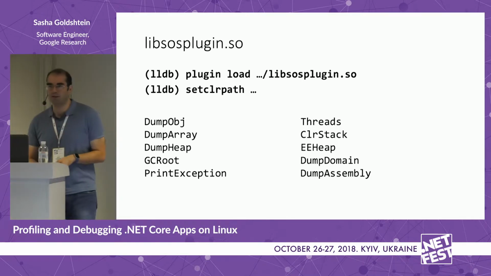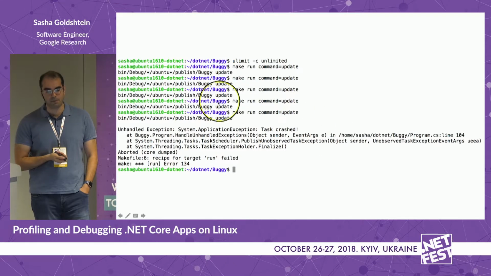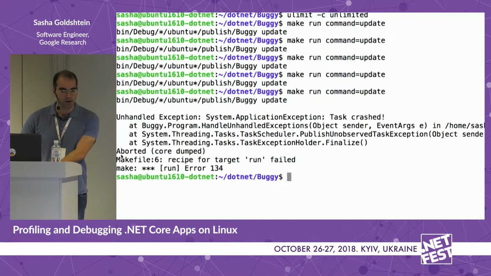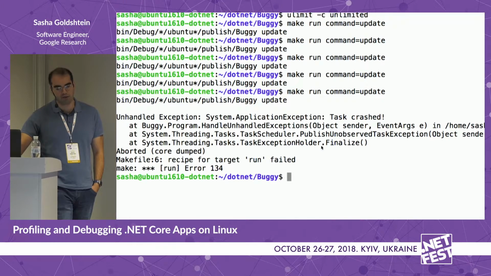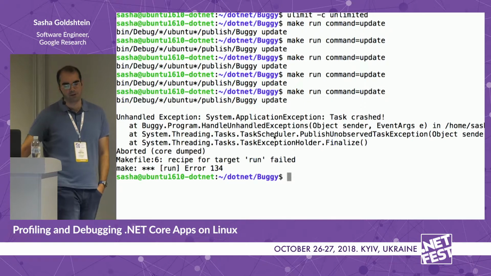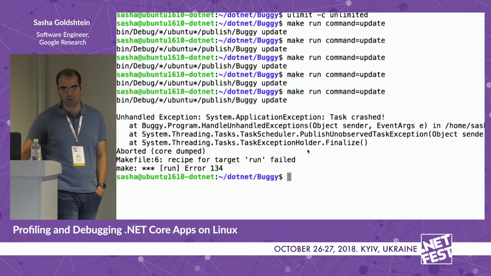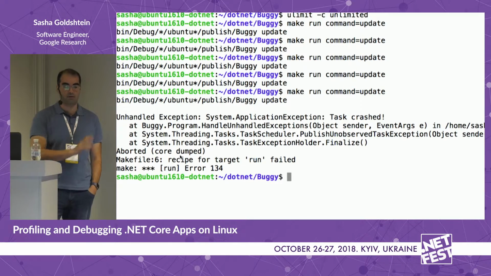So let's quickly walk through a last example, and then we'll wrap up. So I've run my application here, and it crashed with this message. Let me zoom in on the relevant parts for a bit. It crashed, application exception, task crashed, and this is the stack trace I got, which looks a little weird. So this is my code, handle unhandled exceptions, but this is .NET code, and it looks like the finalizer for some class called TaskExceptionHolder. You might have seen it before, but anyway, it's crashing there. And then it aborted, and the core was dumped, so we have a dump file.